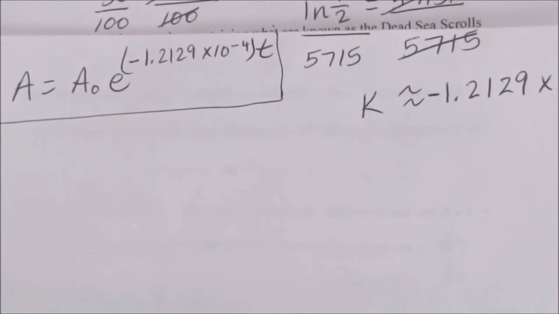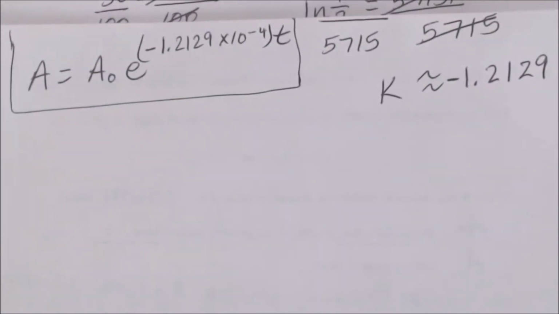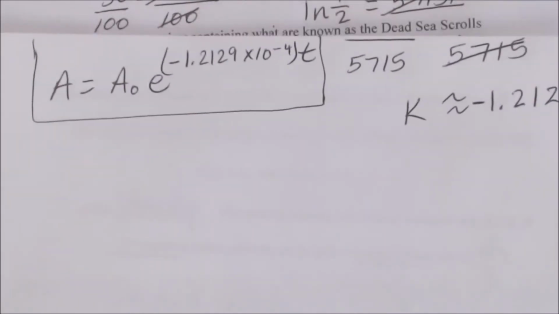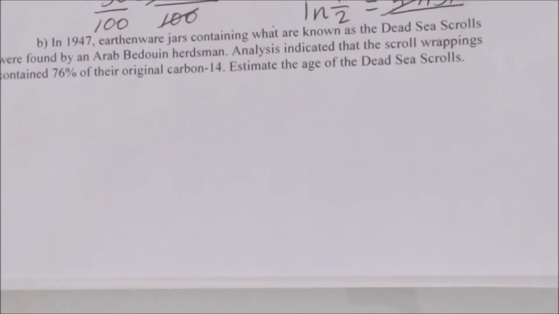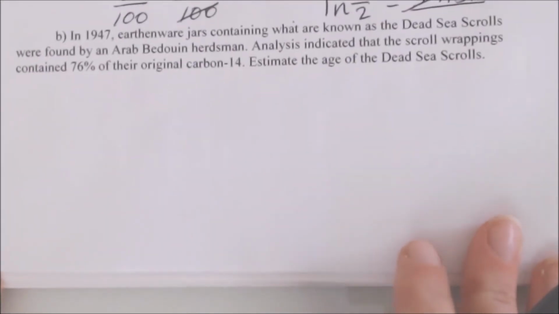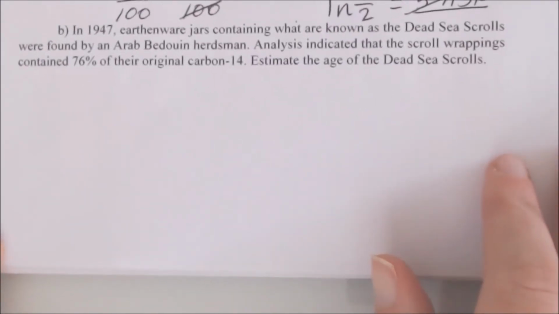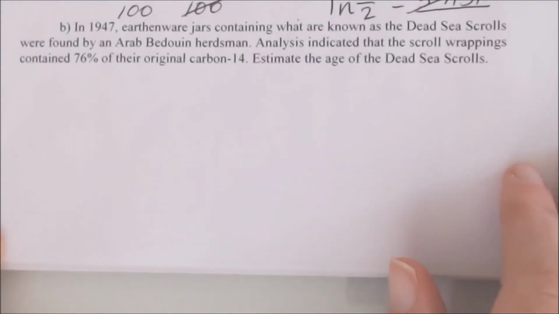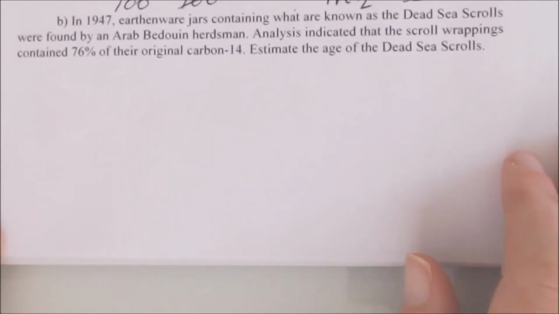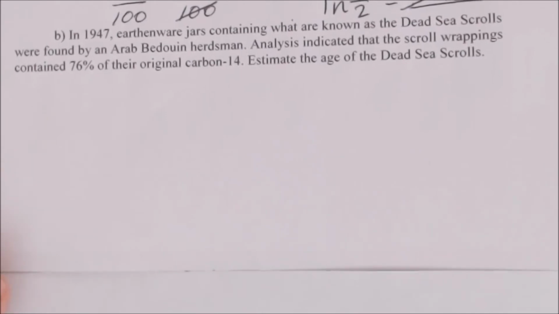And we could use that to estimate the age of fossils or artifacts or Dead Sea Scrolls in the next example or whatever. So let's take a look at the next example. It says, in 1947, earthenware jars containing what are known today as the Dead Sea Scrolls were found by a group of Arab herdsmen. Analysis indicated that the scroll wrappings contained 76% of their original carbon-14. Estimate the age of the Dead Sea Scrolls.